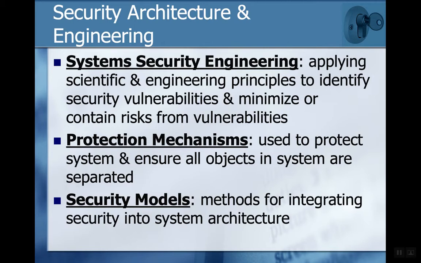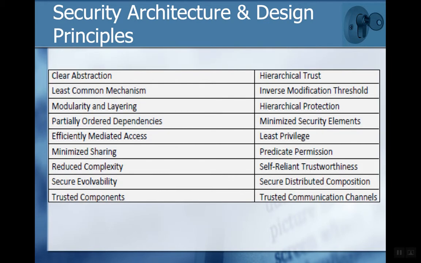So how do we integrate security into a systems architecture? A lot of this stuff tends to be a little abstract, but here are some of the different security architecture design principles and how they are actually implemented. So these are different principles: clear abstraction, least common mechanism, reduce complexity, secure evolvability, and trusted components. And in this column here is basically the means by which these things get implemented.